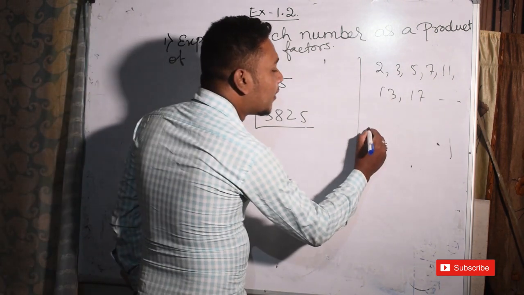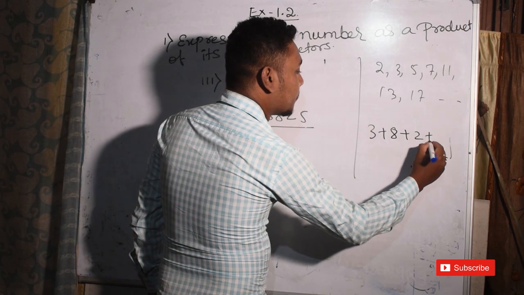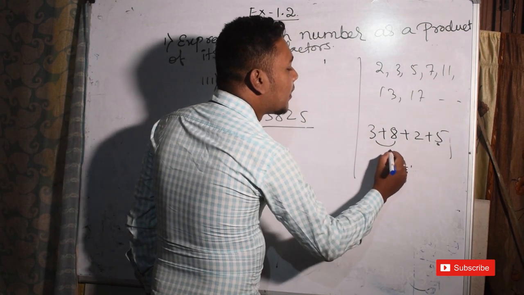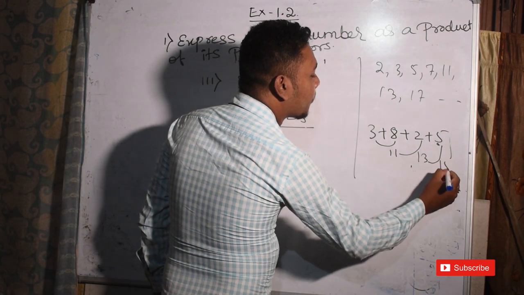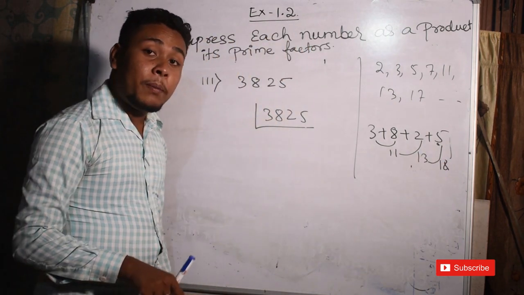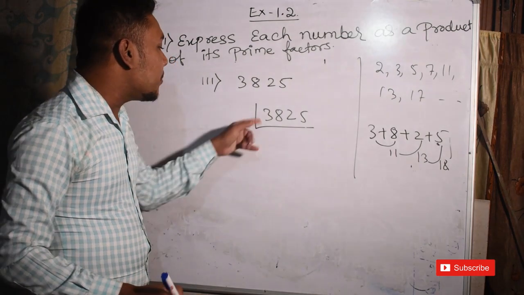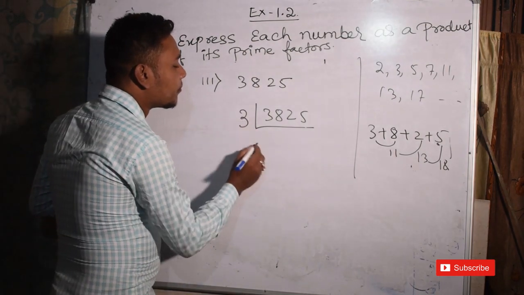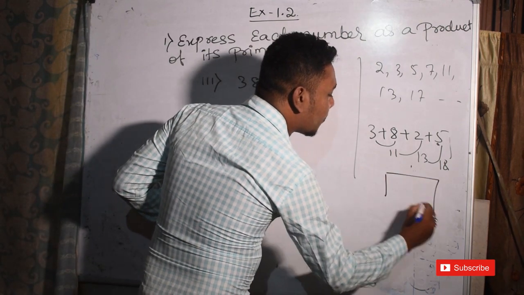How to check that? You just add the digits. 3 plus 8, 11. 11 plus 2, 13. 13 plus 5, 18. So 18 is divisible by 3, since 3 sixes are 18. Therefore, it is divisible by 3. So let us divide properly.